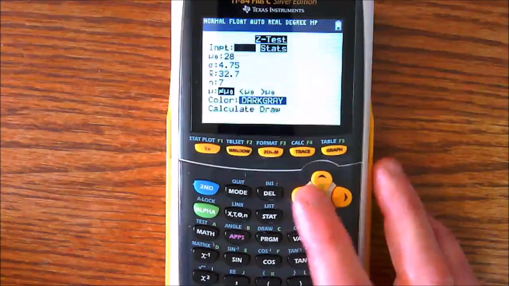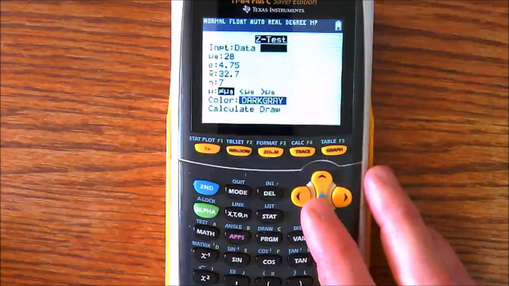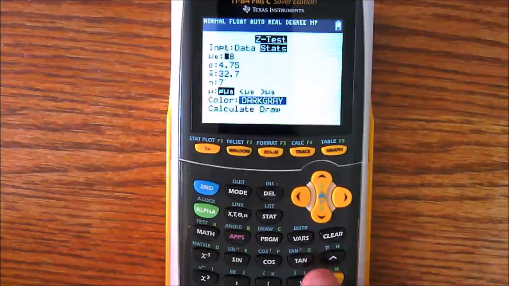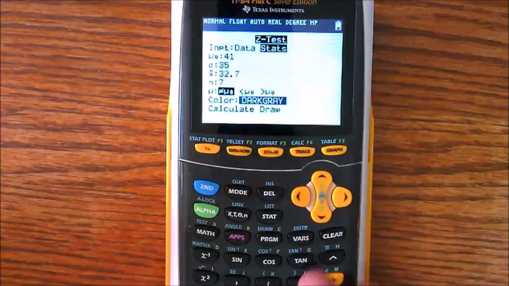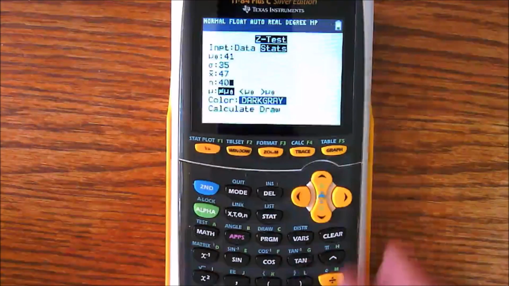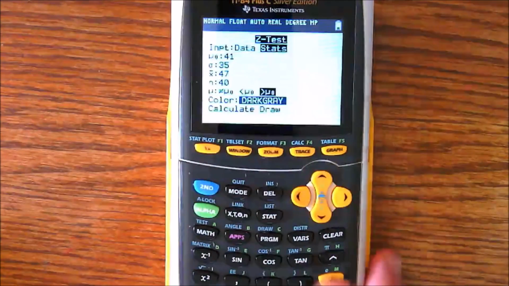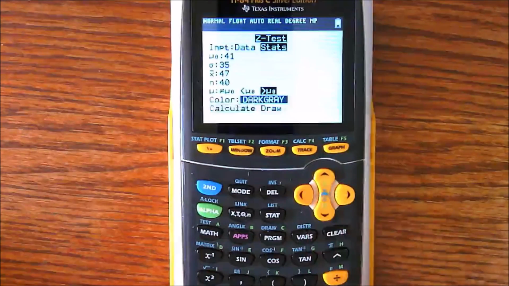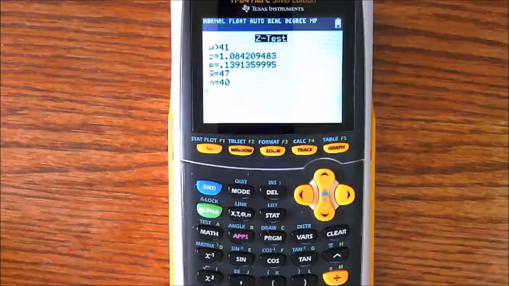Okay, we're going to keep it on stats if you use data that's using the lists like L1, L2, L3, and so on, and you can surely do that if you want to. All right, in this one, we had a mu of 41, a standard deviation of 35, an x-bar of 47. We had 40 observations, and we were testing to see if it was increasing, so going up greater than the mu. And so this will give us our p-value right here, 0.139. Now, if it's a little different than a Google Sheet, it's a matter of rounding. It should be pretty close, though.